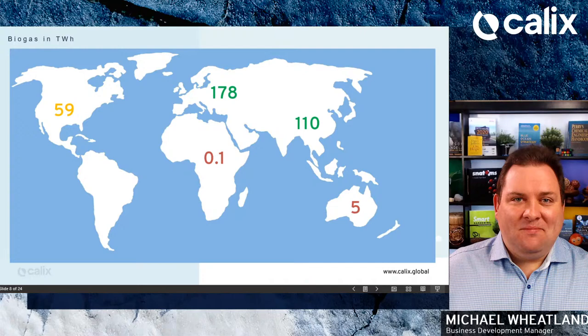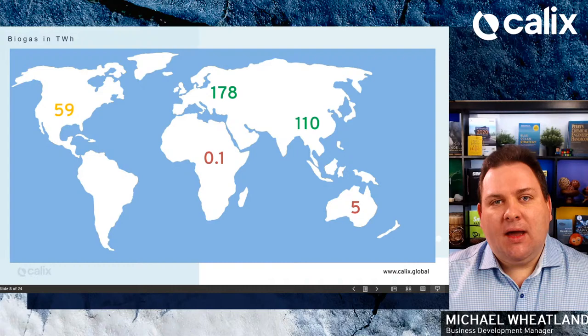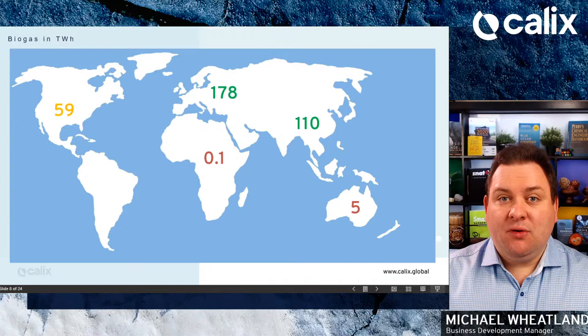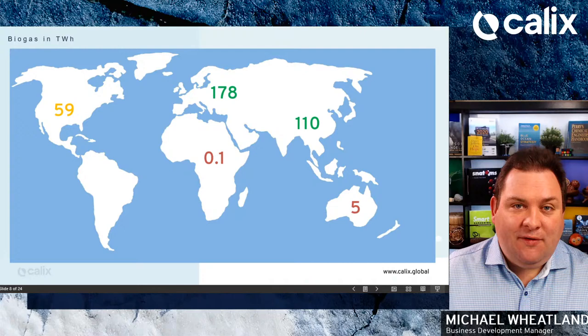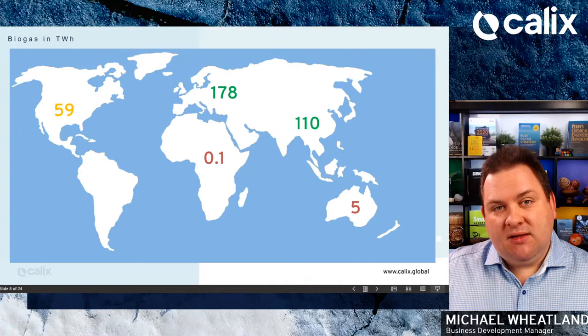So in terms of Europe, they've done incredibly well in setting up the systems to be able to allow people and companies to invest in these systems. Asia, specifically around China, is doing quite well as well, 110 terawatt hours. So that's a significant step. America, not so great, 59. And Oceania, or around Australia, the Australian and South Asia region, Southeast Asia, about 5 terawatt hours.